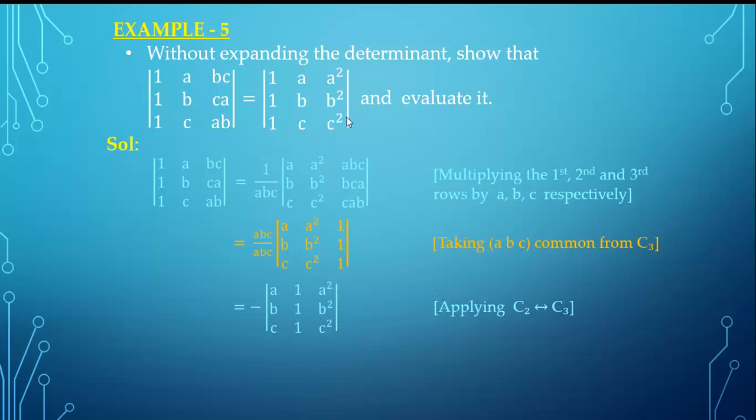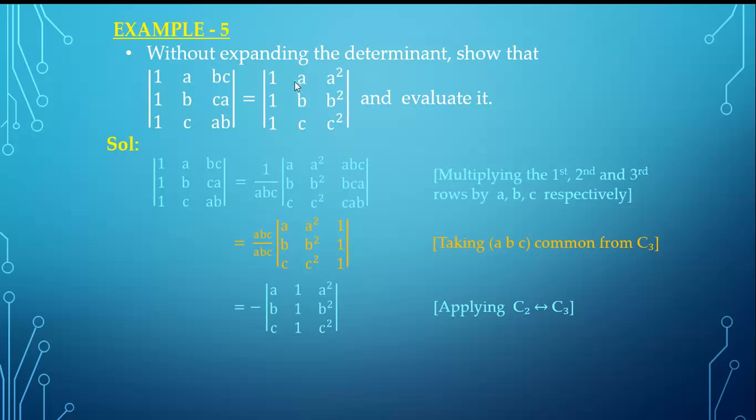So we need to interchange our columns, right? We need to interchange our columns. So first we interchange our C2 with our C3. So C2 is interchanged with C3. Now C3 comes here: a square, b square, c square.